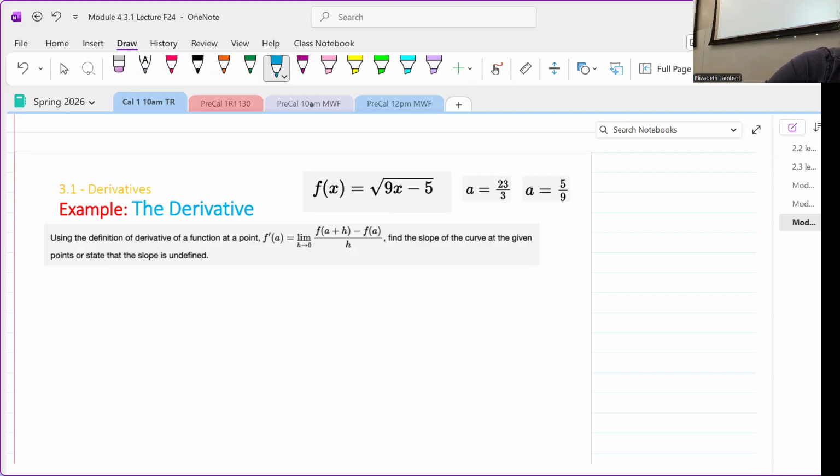But the other thing we can do here, especially when they're giving us multiple points to plug in, instead of working out the limit for each individual one, we can work out the derivative formula in general and then just plug those values into the formula.